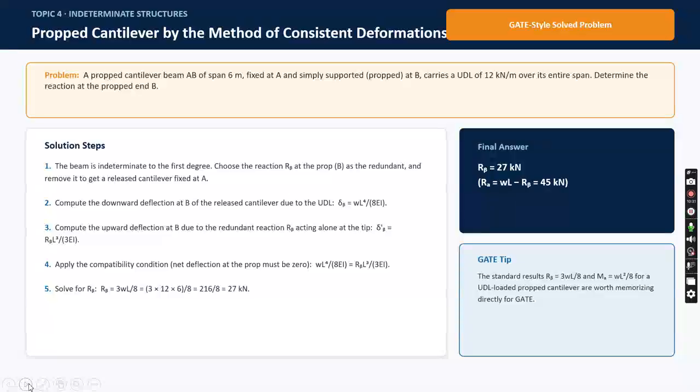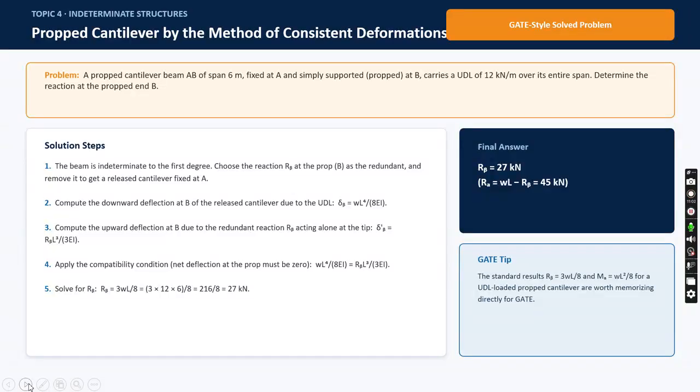That deflection delta B is given by WL to the power of 4 divided by 8EI. Compute the upward deflection at B due to the redundant reaction RB acting at the tip. Now, deflection delta B is given by RB L cube by 3EI. Apply the compatibility condition: WL to the power of 4 divided by 8EI is equal to RB L cube by 3EI.